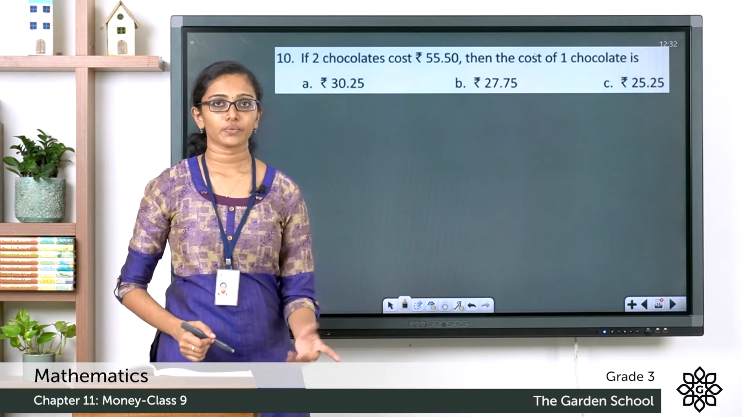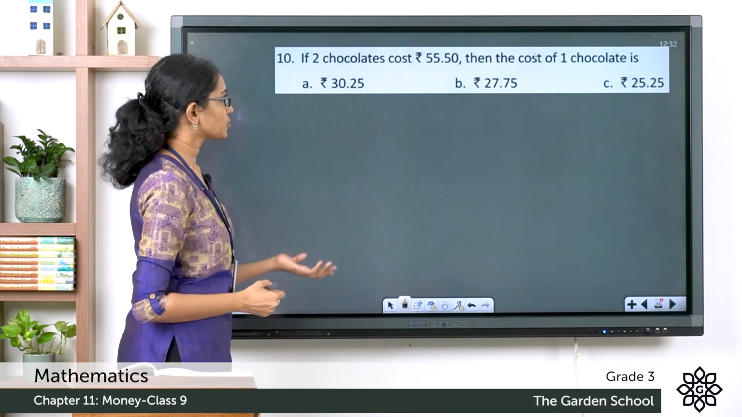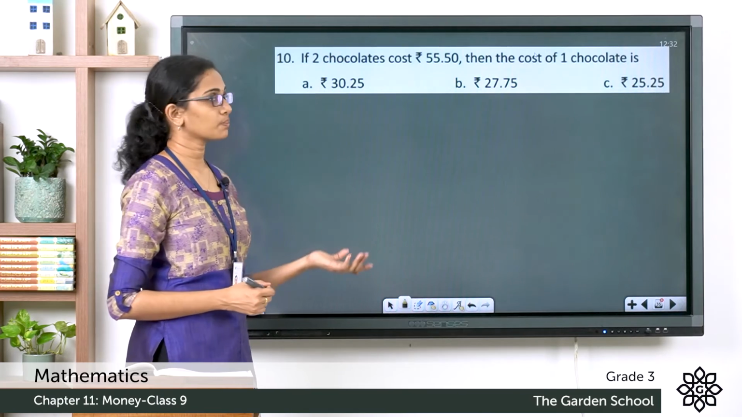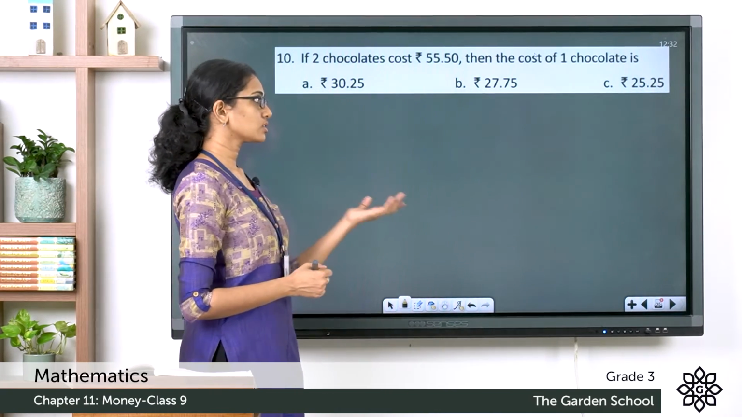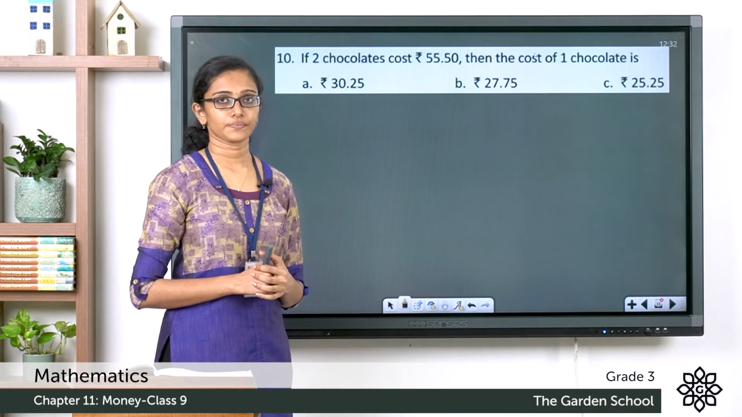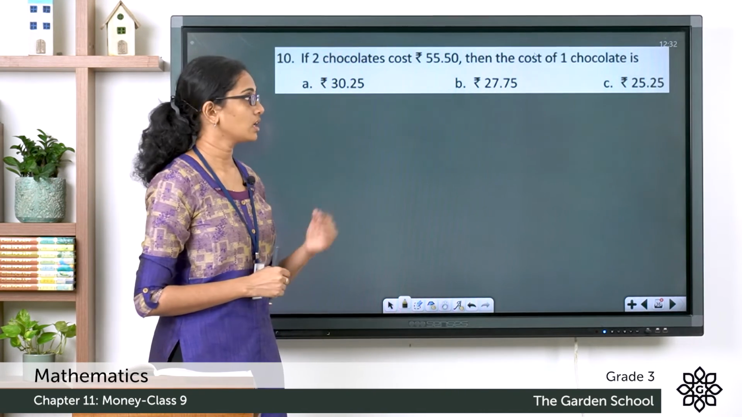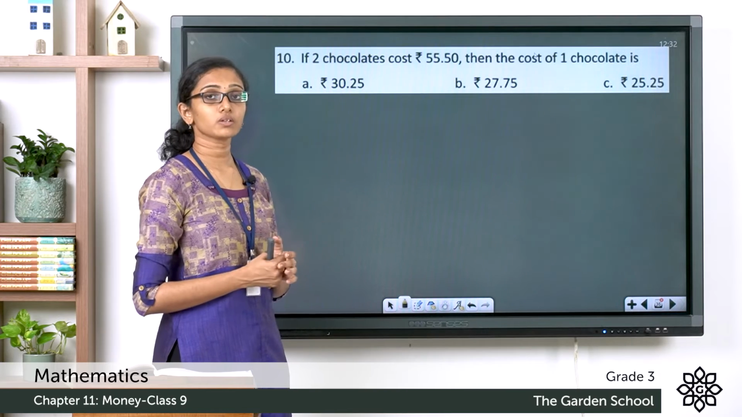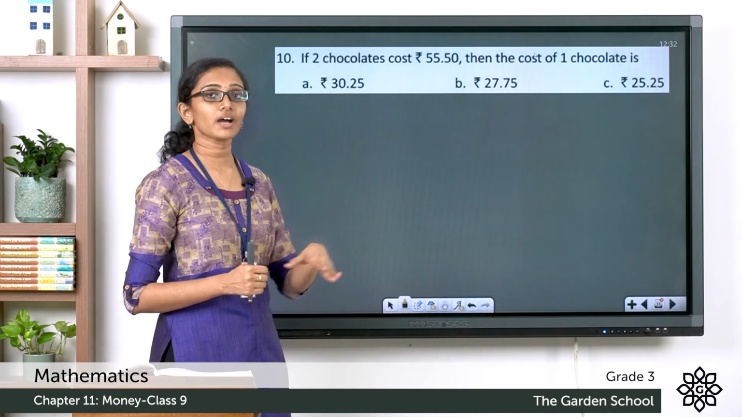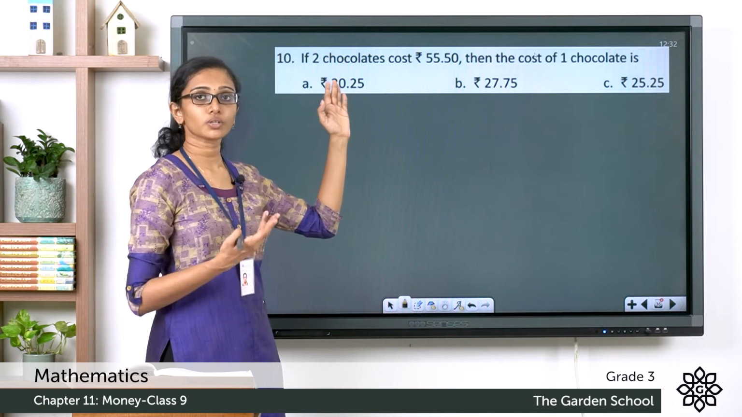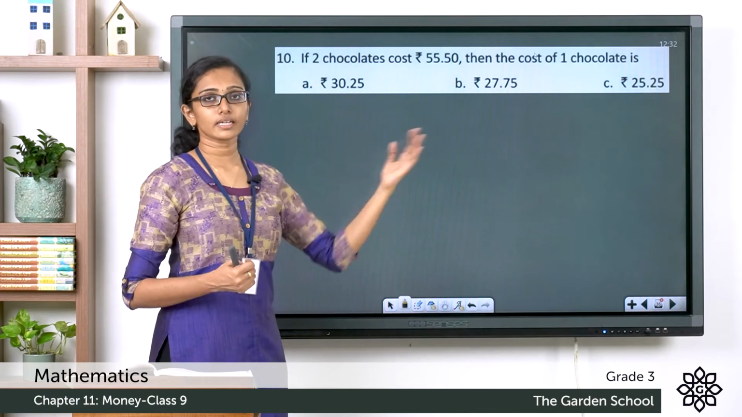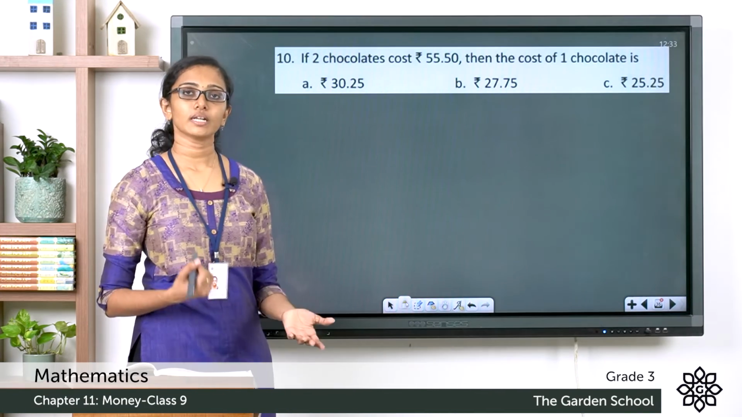Now the last one, question number 10. If 2 chocolates cost 55 rupee 50 paise, then the cost of 1 chocolate is. So what is given in the question? The cost of 2 chocolates is given. From that, how do we find the cost of 1 chocolate? Just divide the total cost by 2, the total number of chocolates, and then you'll get the cost of 1 chocolate. So let's do the division.